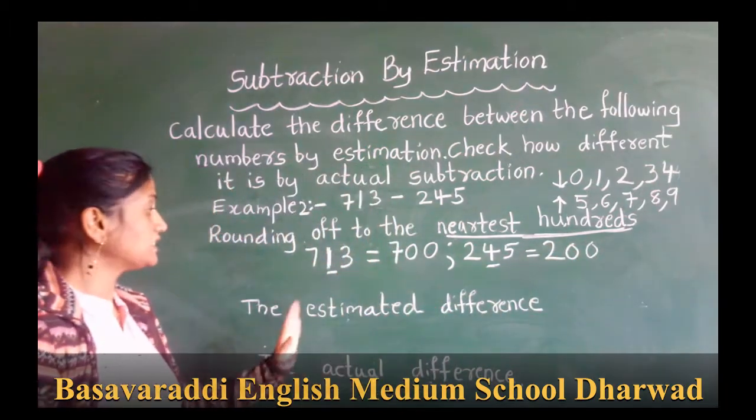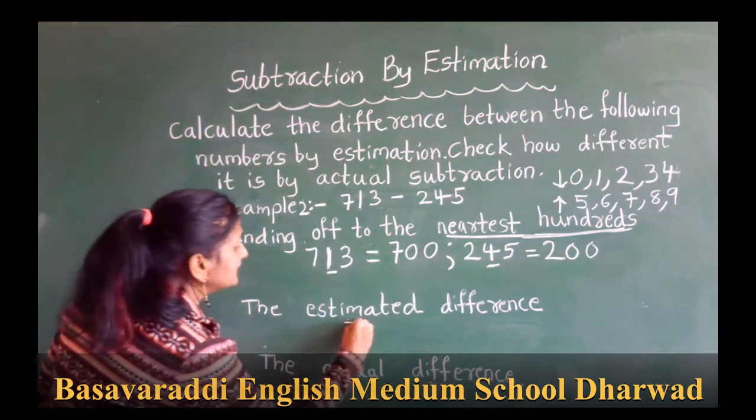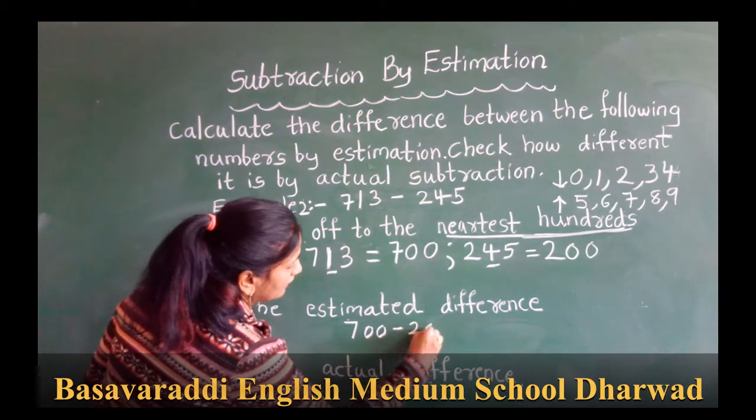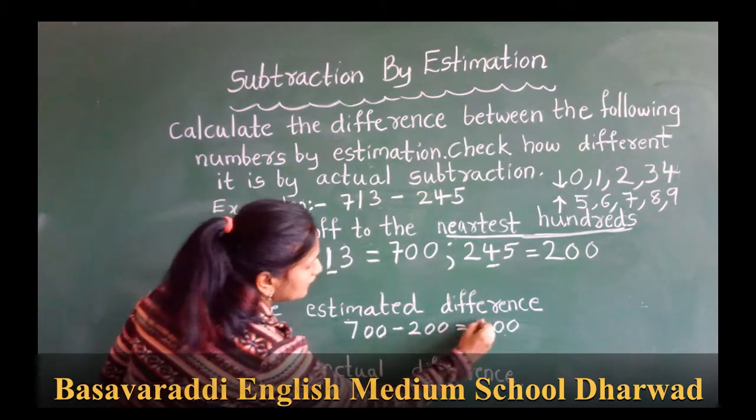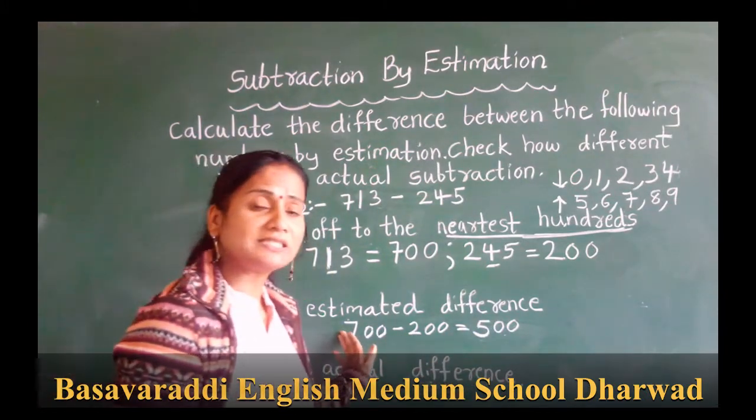Okay. Now estimate the difference. 700 minus 200: 2 zeros and 7 minus 2 is 5, so 500. This is the estimated difference.